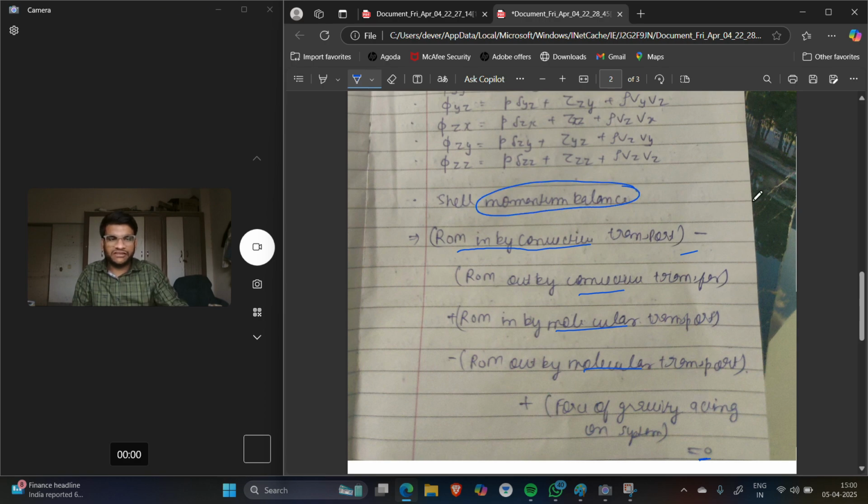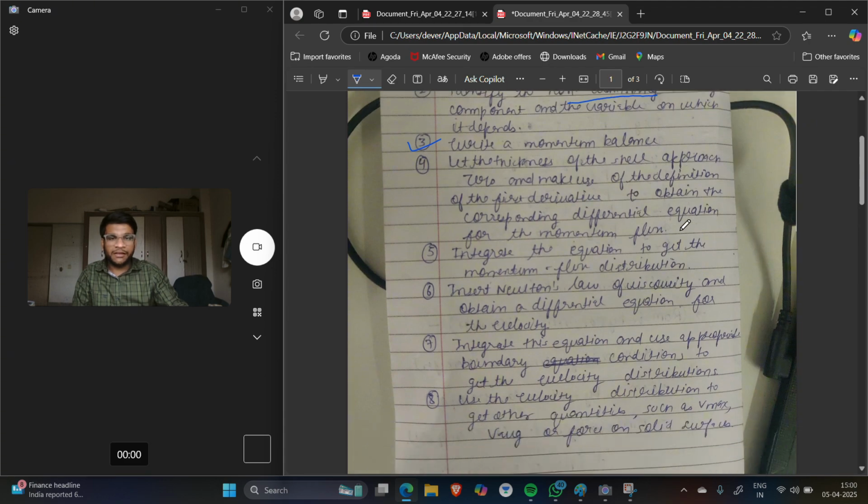Then what is the next step? Let the thickness of the shell approach zero, and make use of the definition of the first derivative to obtain the corresponding differential equation for the momentum flux. When I explain the question, I will tell you what this definition of the first derivative means. Then integrate the equation to get the momentum flux distribution.